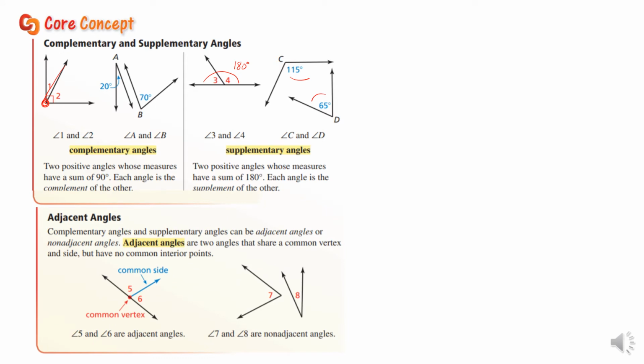Adjacent angles are angles like I described up there that have a common side and a common vertex. Angle 5 and 6 here are adjacent angles. 7, 8 are non-adjacent angles.